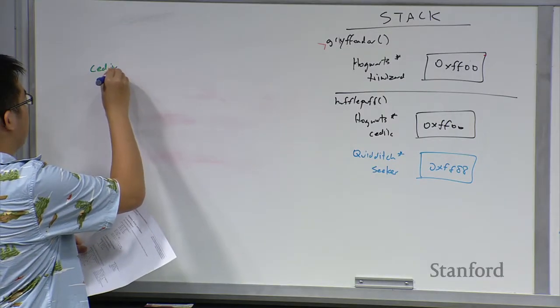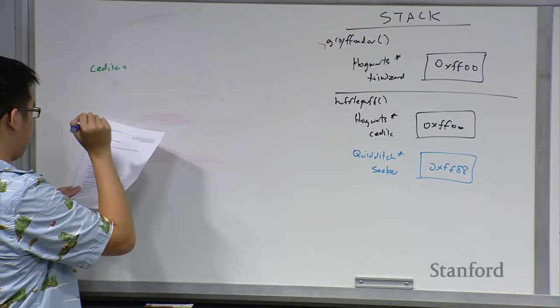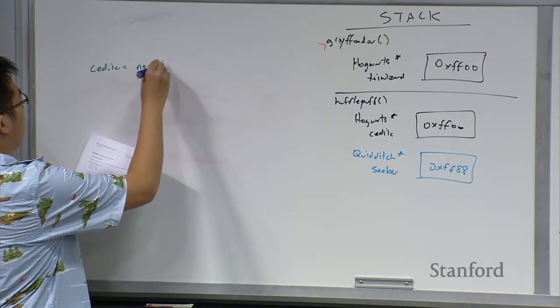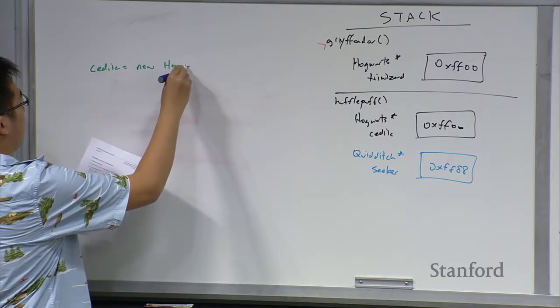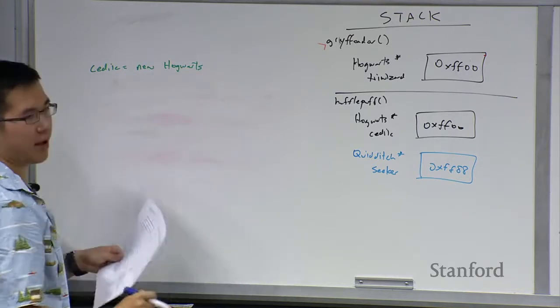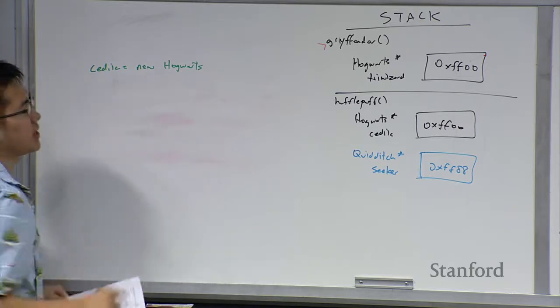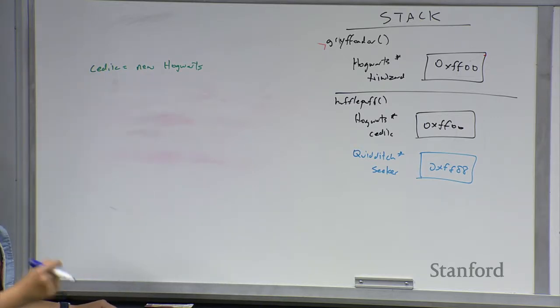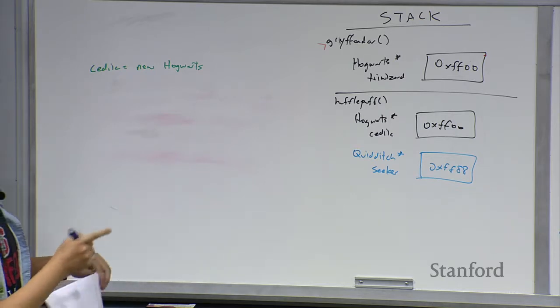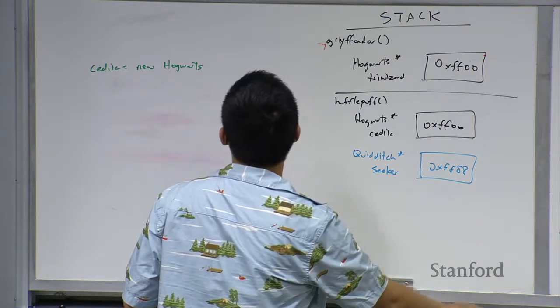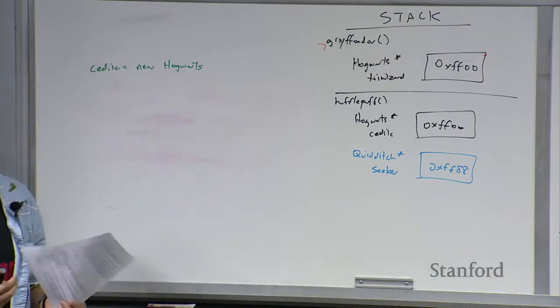Cedric equals new Hogwarts. Okay, let's trace through what happens through this. First, we look at new Hogwarts. We're declaring a new Hogwarts. We're using the keyword new, which means we are creating this new Hogwarts on the heap. We don't use the bracket notation, which means we're just creating one.